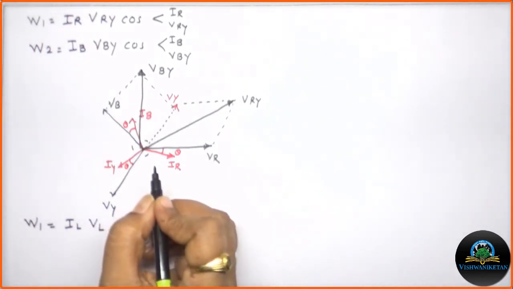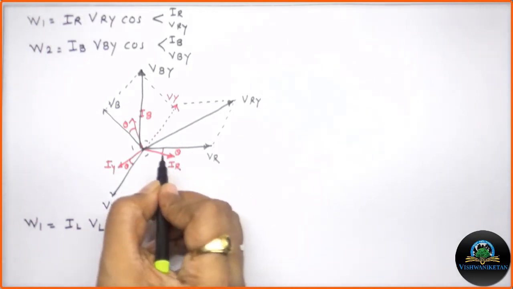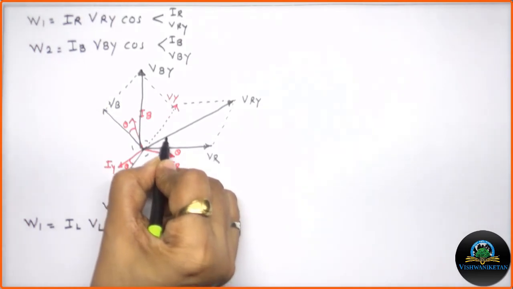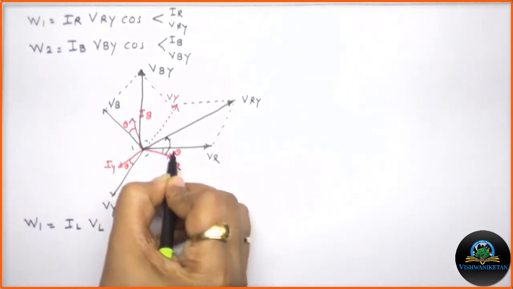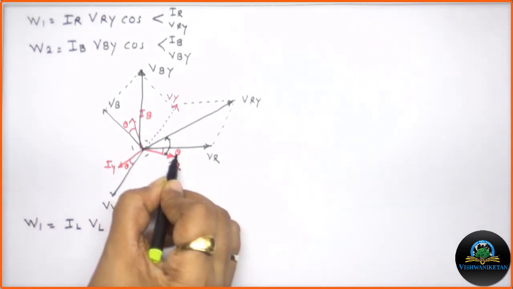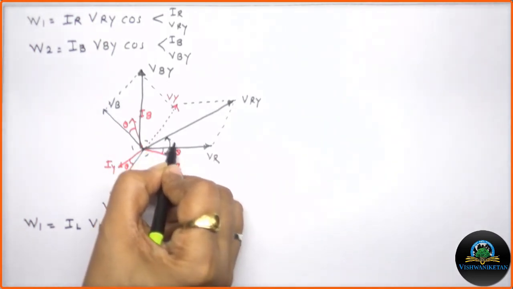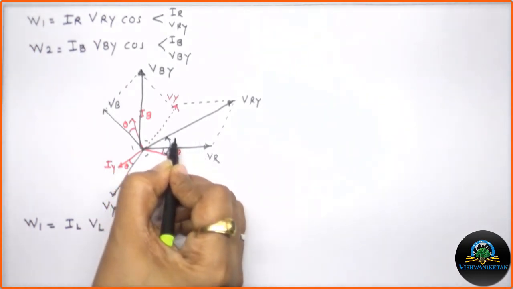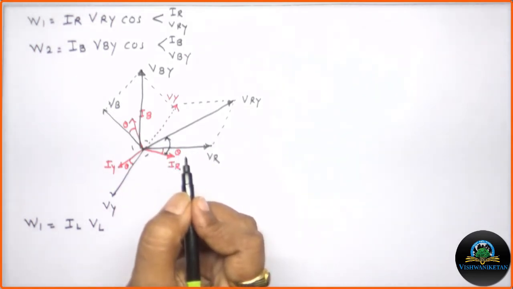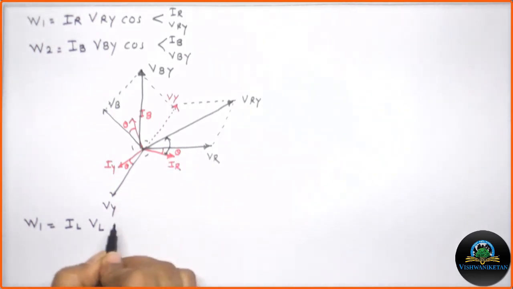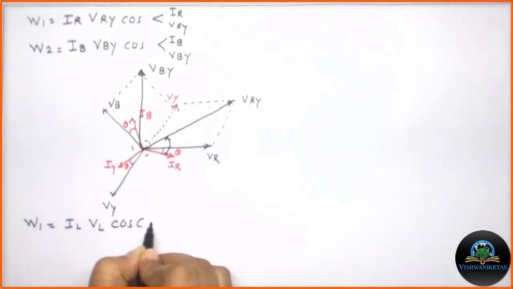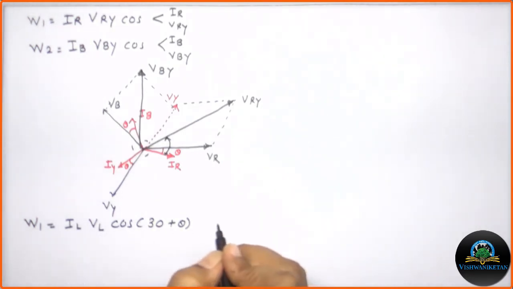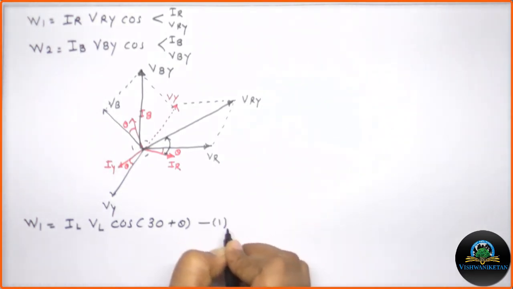Now if you check the diagram first, current is IR over here and this will be my VRY. So the exact angle between IR and VRY will be theta plus 30, because as it is a parallelogram the total will be 60 and half of that will be the 30 angle. So it will be VL IL cos 30 plus theta. I will call it equation number 1.